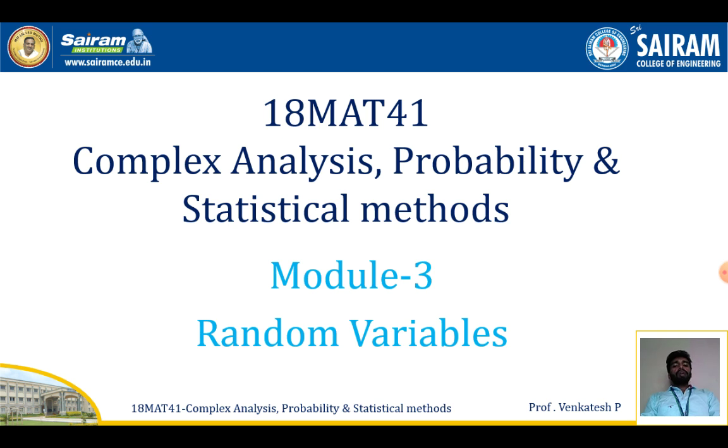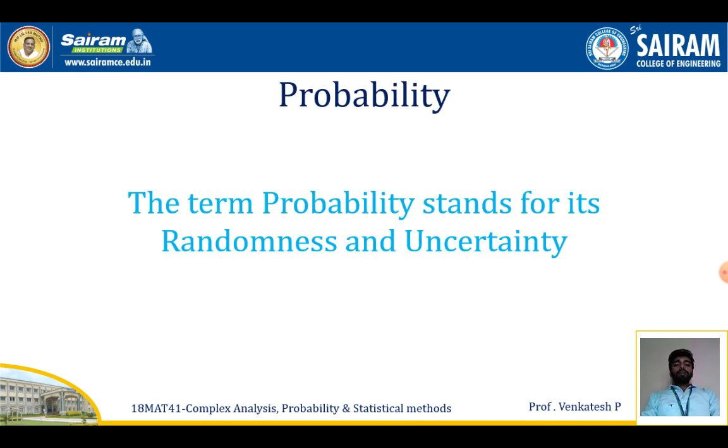Before learning about random variables, we have to learn a few basic concepts, that is probability, random experiment, event, and sample space. So we will start one by one. First one is probability. The term probability stands for randomness and uncertainty.